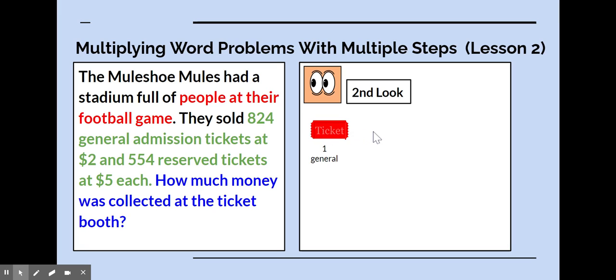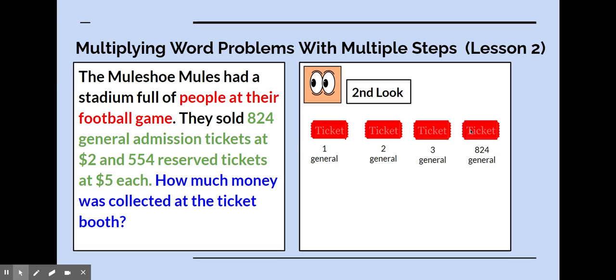Some of them purchased a general ticket. So there's one general ticket. There's a second general ticket. Third general ticket. And since we are only drawing a representation, we're going to call this next ticket the 824th general ticket. And we know that each of these tickets cost $2. Okay? But we also know that some people purchase reserved tickets.